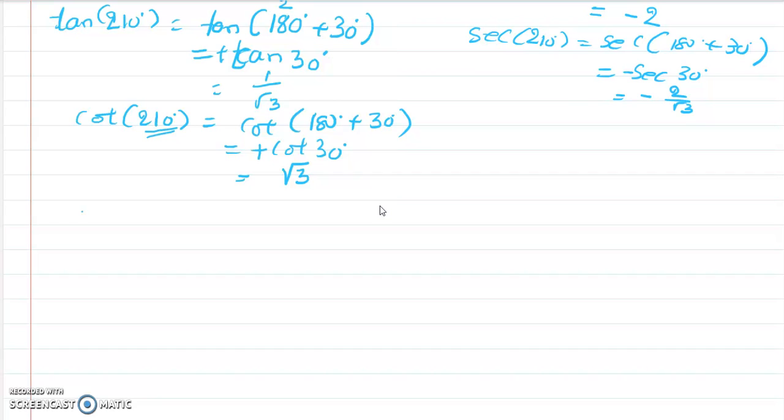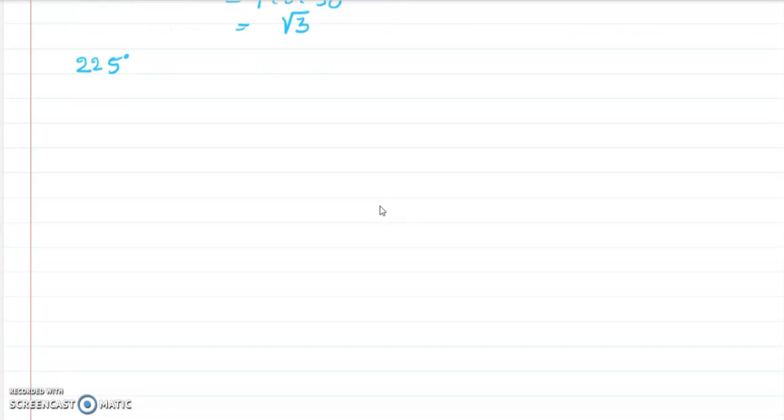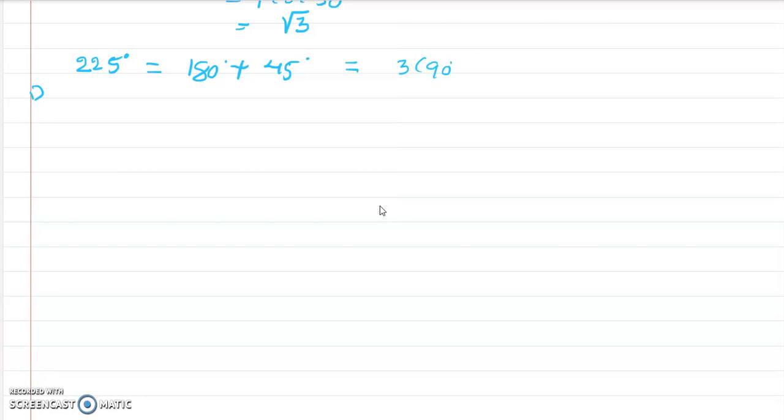Now I consider one more angle, 225 degree, and try to find out all the trigonometric ratios for this. First, 225 degree can be written as 180 degree plus 45 degree, or you can also write it as 3 times 90 degree minus 45 degree, 270 minus 45. In both ways you can find out.